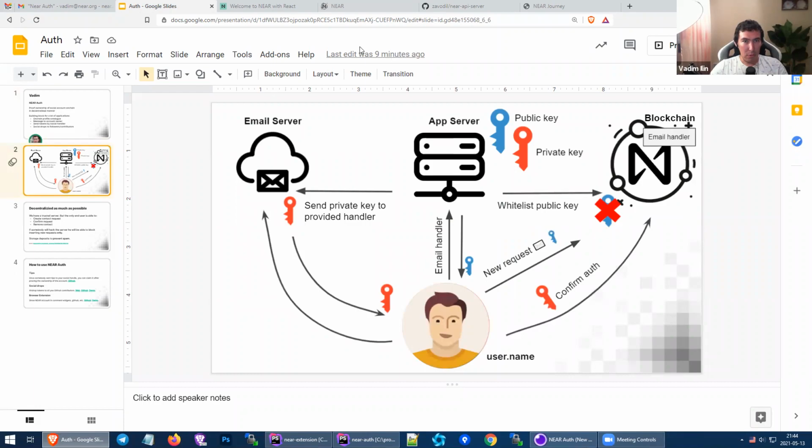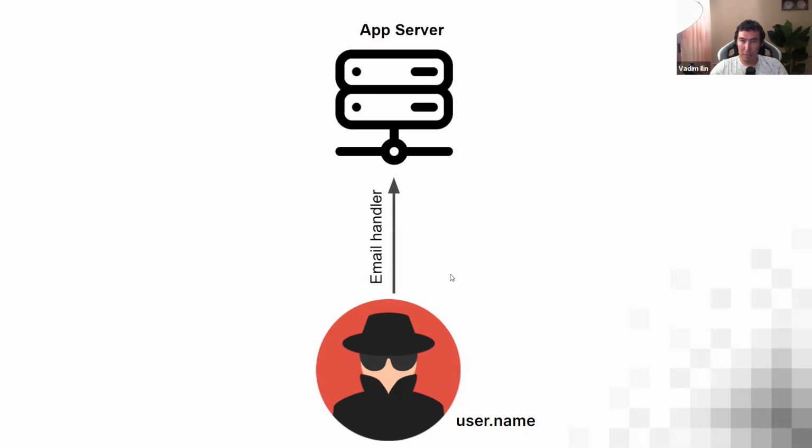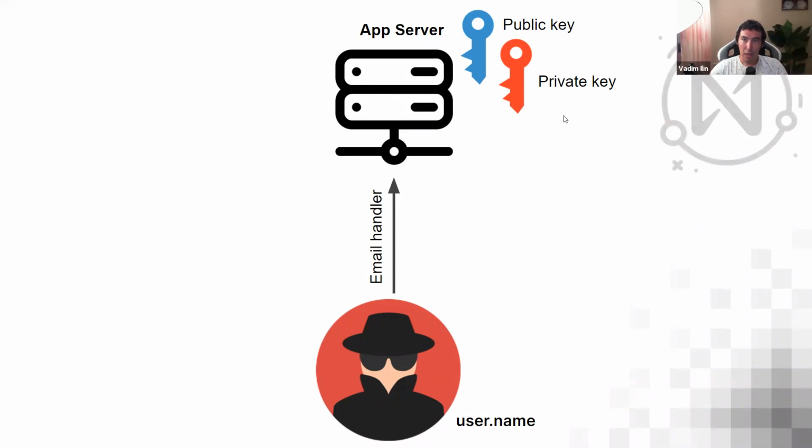So this is the schema of how it works. I will present it for you. For the beginning, we have just a blockchain user. We don't know anything about him, just a public key with some name. And he wants to create a connection, say, with his email. He is sending his email to our application server. The application server creates a pair of keys, public key and private key. It's not the key we use to sign transactions in NEAR, just any other cryptography keys.